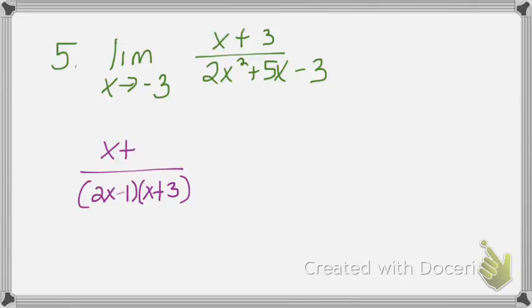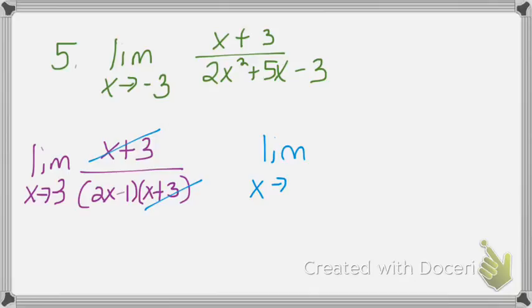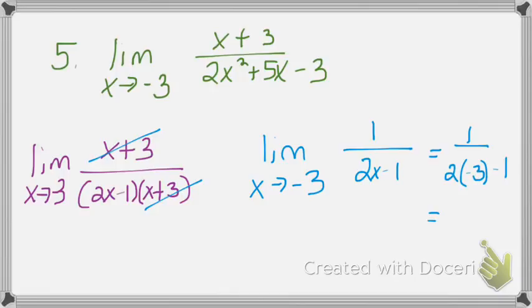And then our x plus 3 is on the top. Factoring is going to work because that goes away. We no longer have a 0 on the bottom. So on top, since that goes away, it's just a 1. It's not a 0 unless you plug something in and get a 0. So then you plug in your -3. So you get 2 times -3 minus 1. So -1/7 is your answer.